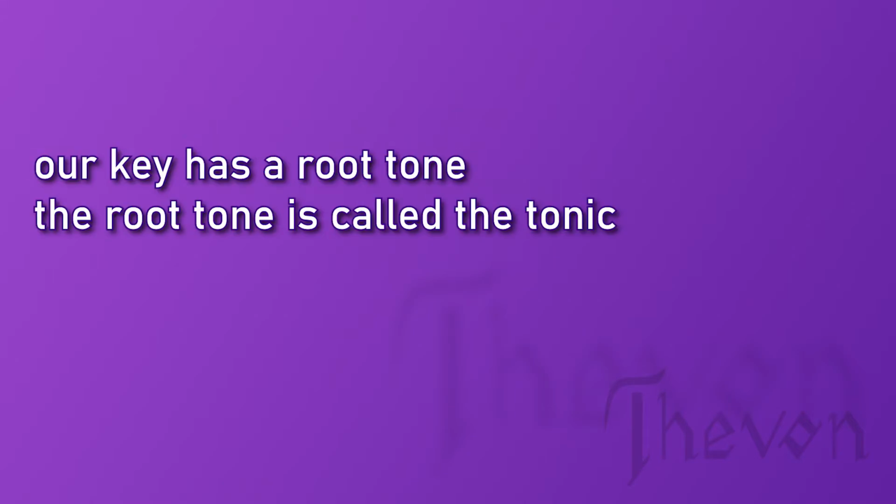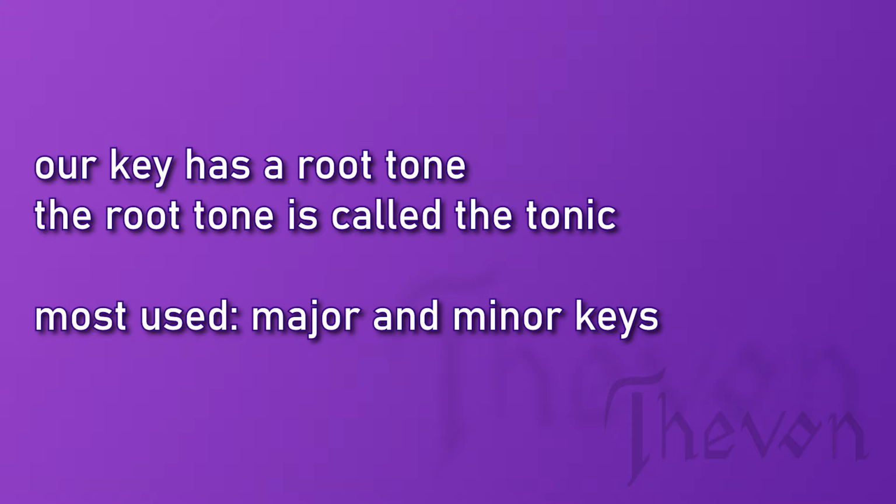To create music with these 12 tones, we use one specific tone, which is our root tone. The root tone is also called the tonic. We're going to add other tones that sound good with the tonic. It's like a painter that chooses his color palette. Often used palettes are the major and minor key. Depending on which one you choose, the palette has a different set of tones.